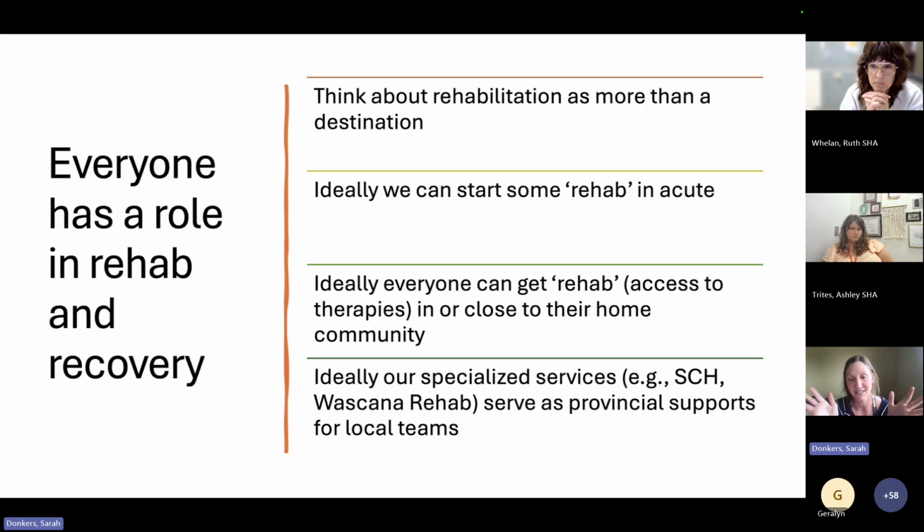And hopefully we can build a system that mirrors what our acute stroke services have done, where they have these well set up hubs and spokes. So ideally, our Saskatoon City Hospital and Wascana Rehab are in the future well-resourced to continue to serve more effectively as a provincial support for your local teams. And I've heard of lots of people making connections through Coffee and Cases. Just keep reaching out to them, because we know everyone just has the person post-stroke's best interest in mind.